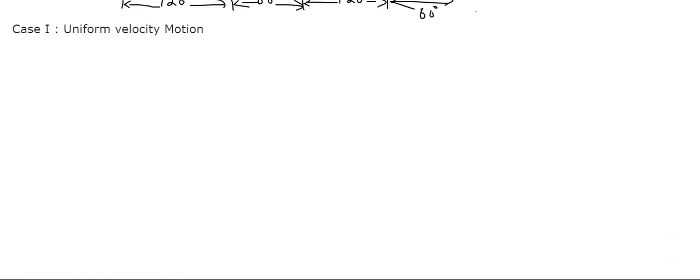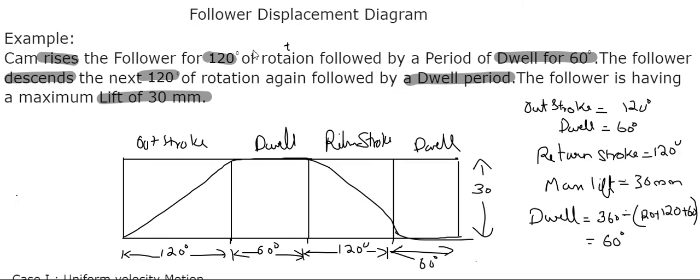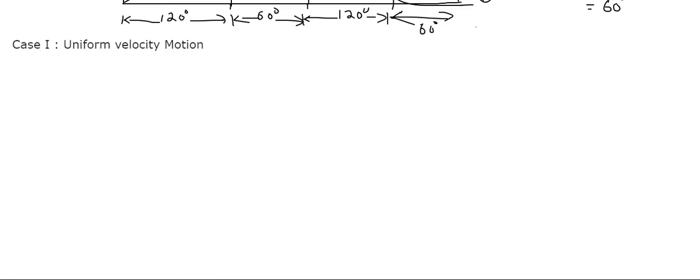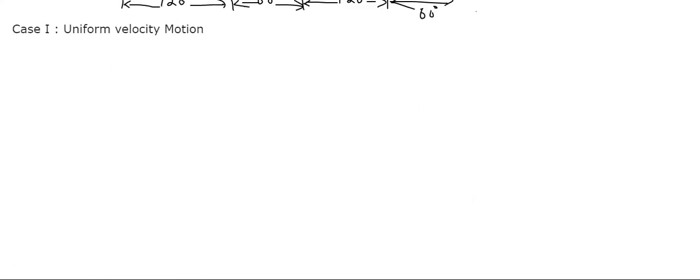Now let's draw each case. First one we will deal with is the easiest one, that is uniform velocity motion, when the follower is having a uniform velocity motion. So we will use the same set of data for every case to explain. First we have 360 degree in the horizontal direction. So you should scale it accordingly. According to the length of the paper, you can scale it as much as you can. You can scale as 1 degree is equal to 1 mm, or you can take 2 degrees is equal to 1 mm.